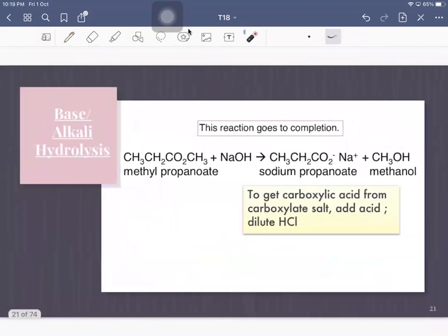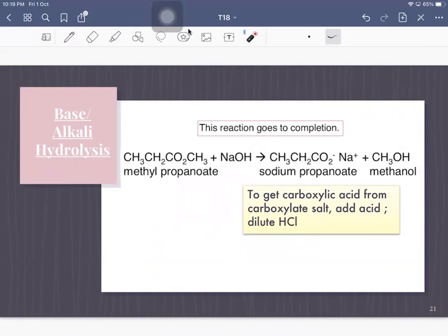Okay. Next is the base or alkali hydrolysis. Now you notice that the arrow is a single headed arrow. Okay, so this shows that the reaction goes to completion. So there's no forward and then going back to reverse. It only goes from reactant to product. So in terms of yield, this second method is better.